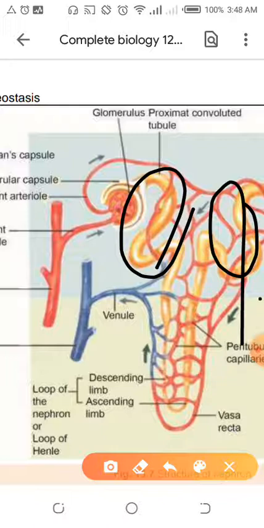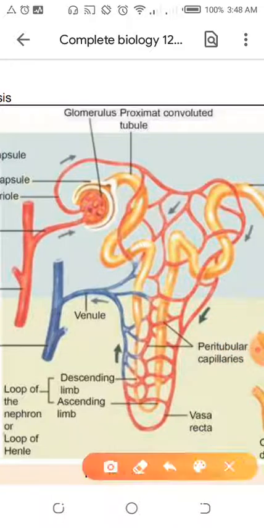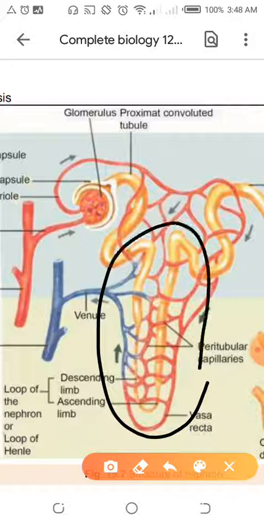When they surround the loop of Henle, the ascending or the descending limb, that capillary which is surrounding the loop of Henle is called the vasa recta. V-A-S-A R-E-C-T-A, vasa recta. What is the vasa recta doing? It is absorbing the water from the descending limb, going from the tube to the blood capillaries. How is it going?